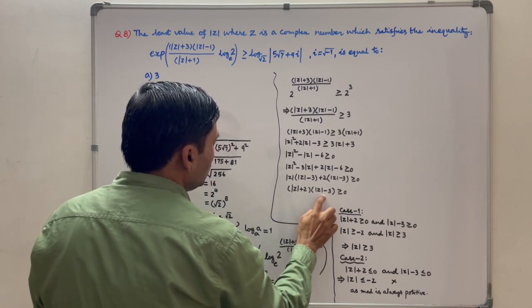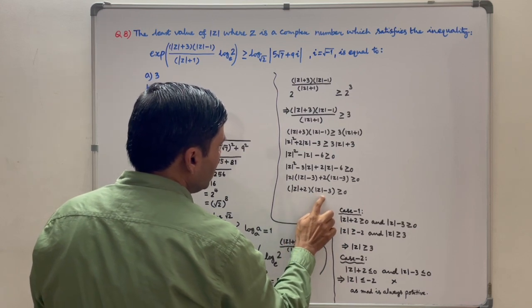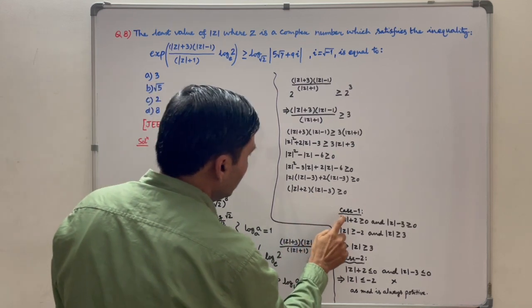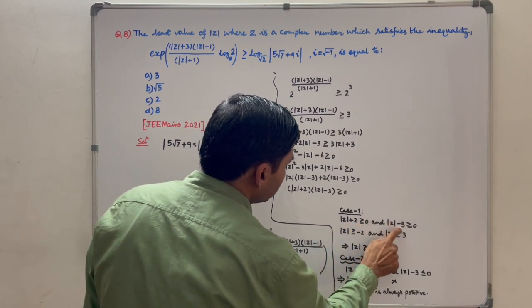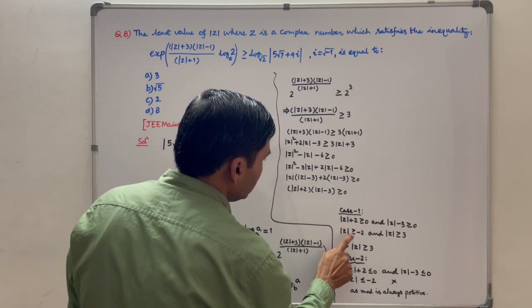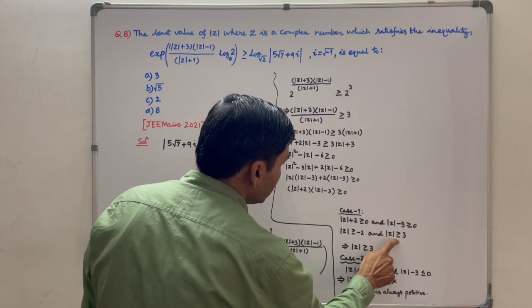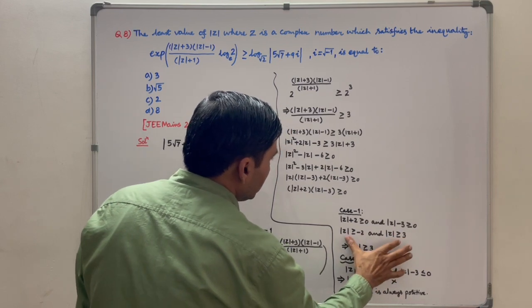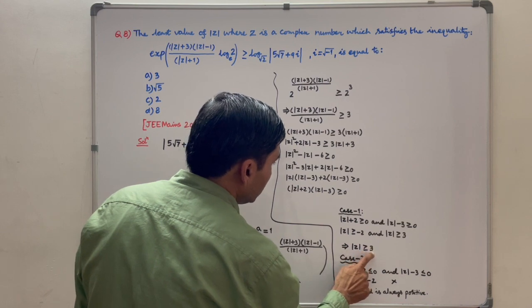So we will consider two cases. In case 1, we will consider both of them to be positive. So mod z plus 2 is greater than or equal to 0 and mod z minus 3 is greater than or equal to 0. From this, mod z is greater than or equal to minus 2 and from this, mod z is greater than or equal to 3. If we combine both, we can say that mod z is greater than or equal to 3.